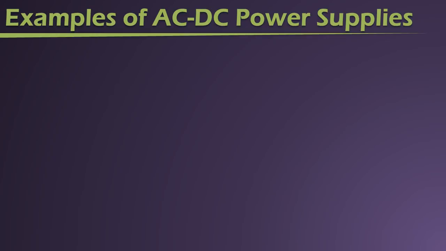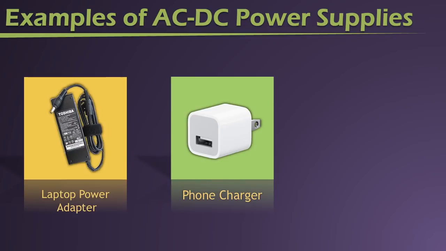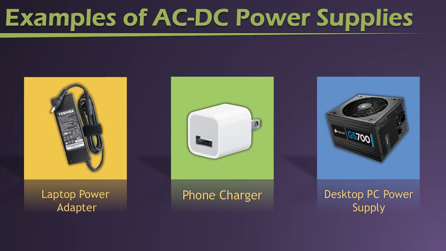So you may ask, well, where would I find one of these AC to DC power supplies? And the answer is, a lot of places. For example, your laptop power adapter, that's an example of an AC to DC power supply. Your phone charger is also an AC to DC power supply. And if you have a desktop computer, and if you were to open it up and look in the back corner, you'd see this very unsuspecting metal box, well, that's your AC to DC power supply. So as you can see, they're in a lot of places, and they're just incredibly vital. Without them, we'd not have power for any of the devices that we use.